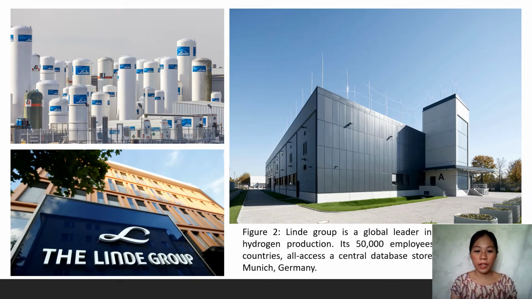To understand it more, here is an example. The Linde Group is a global leader in industrial gases and hydrogen production. It has 50,000 employees spread across 100 countries, all accessing a central database stored in a data center in Munich, Germany. So they have their database stored in a data center in Munich, Germany, and its 50,000 employees spread across 100 countries access the same database system at the same time.